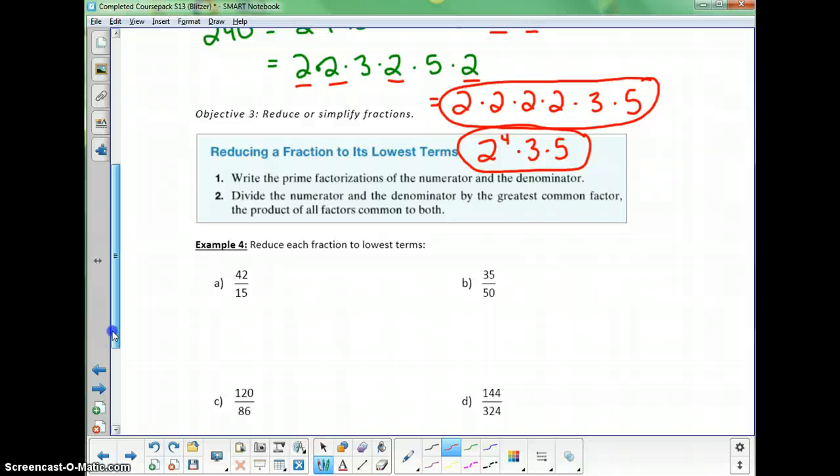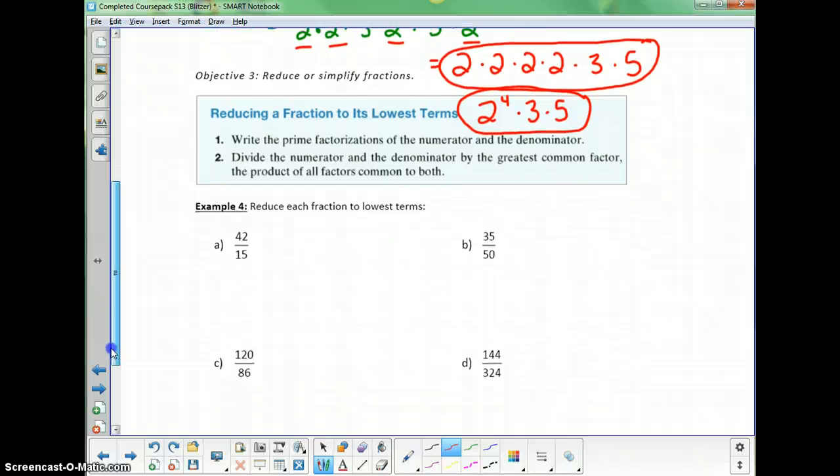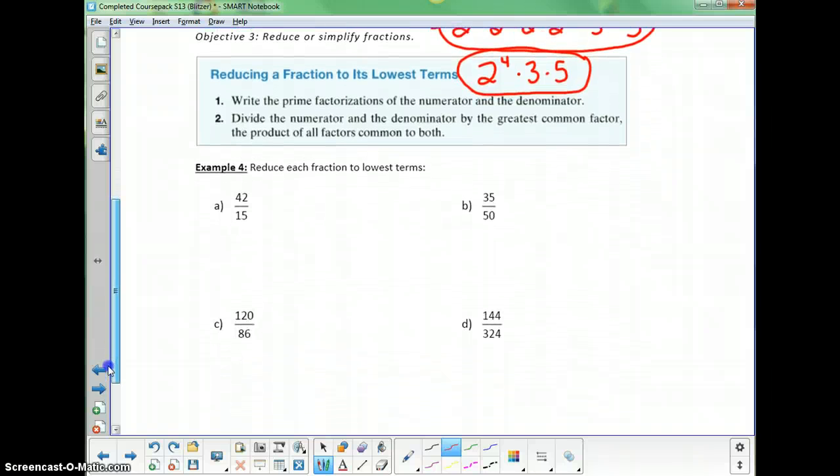Objective 3, reduce or simplify fractions. So we want to reduce these fractions to their lowest terms. Sometimes it's useful to find the prime factorization of each of the numbers, especially for the numbers that are very large. But sometimes it's even faster just to look at the two numbers and divide them both by a number that goes into them. For example, on part B, I can do that quickly because I can see that 35 and 50 can both be divided by 5.